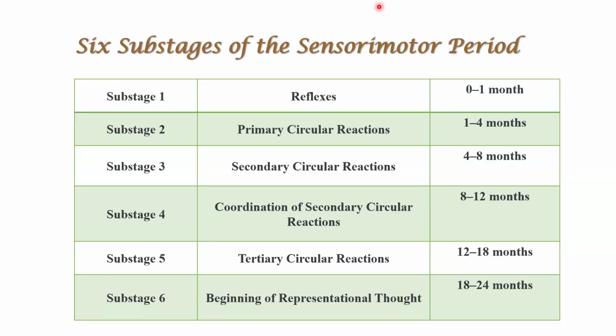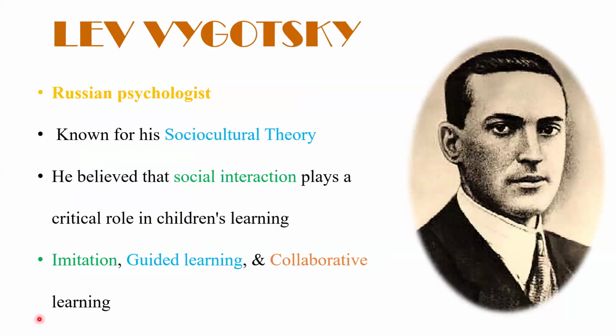Here, substage one is reflex. Please remember them according to the sequence. Substage one is reflex. Two is primary circular reaction. Third is secondary circular reaction. Then we have coordination of secondary circular reactions. Then we have tertiary circular reaction, and last is beginning of representational thought. Okay.